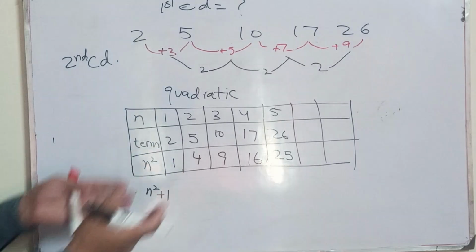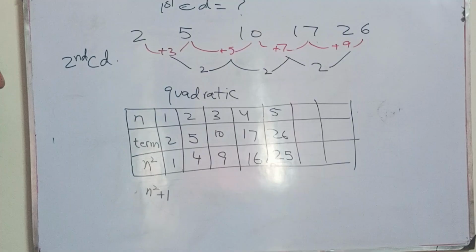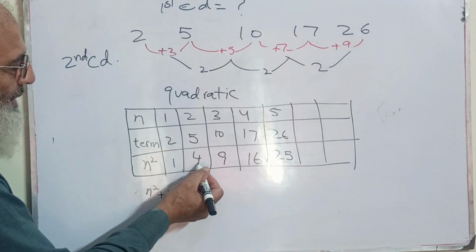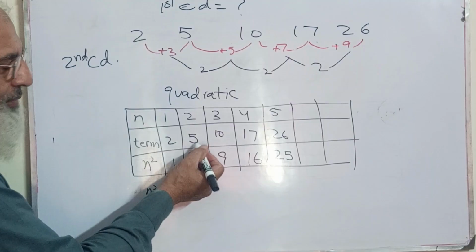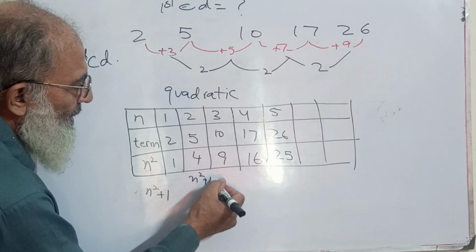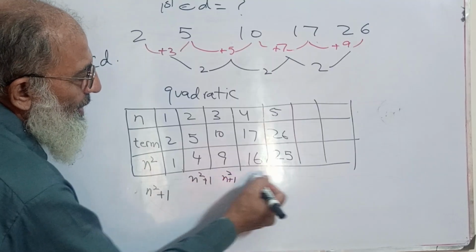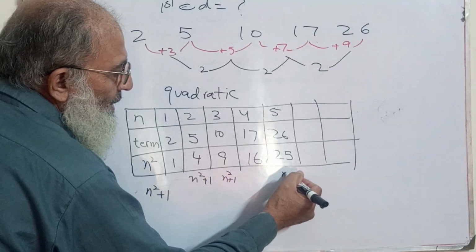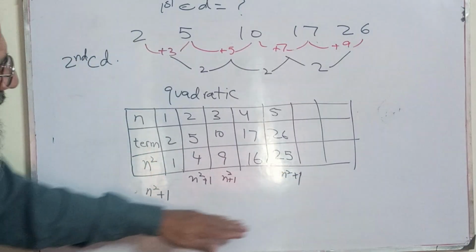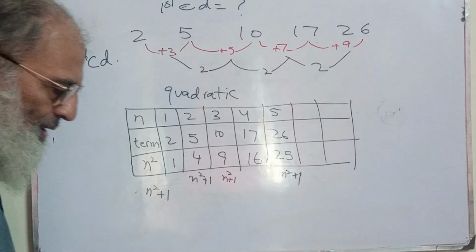Let me check it on the second term. n square is 4, but the term is 5. This also satisfies here, and here, and here. This will satisfy everywhere, even at this point.